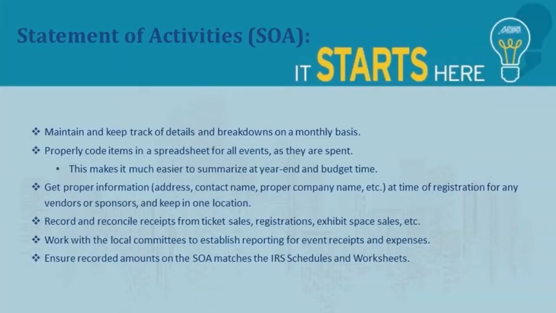And the statement of activities, this is one of the big ones where you want to make sure that you're keeping a monthly track of, or at a minimum, a quarterly track of, just so you're not falling behind. You want to maintain and keep track of details and breakdowns on a monthly or quarterly basis. Make sure you get proper information such as address, contact name, and proper company name at the time of the registration for any vendors or sponsors. Record and reconcile receipts from ticket sales, registrations, and exhibit space sales. Ensure recorded amounts on your statement of activities match the IRS schedules and your worksheet.